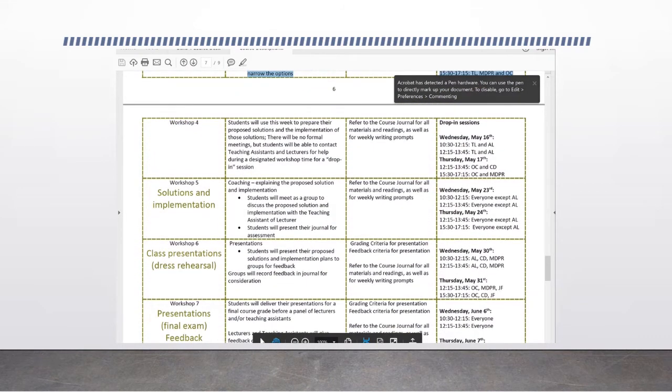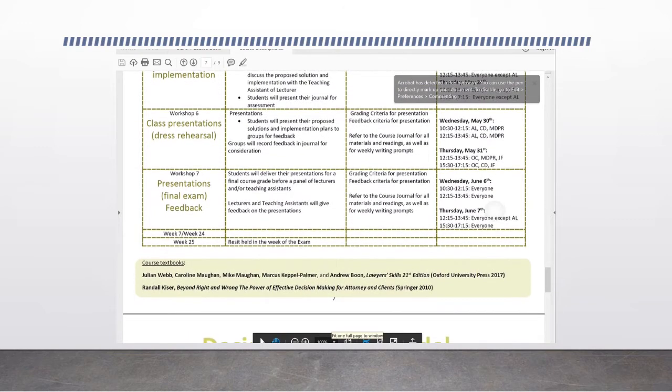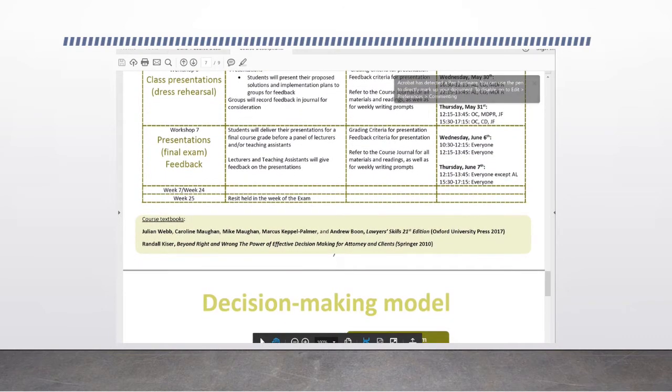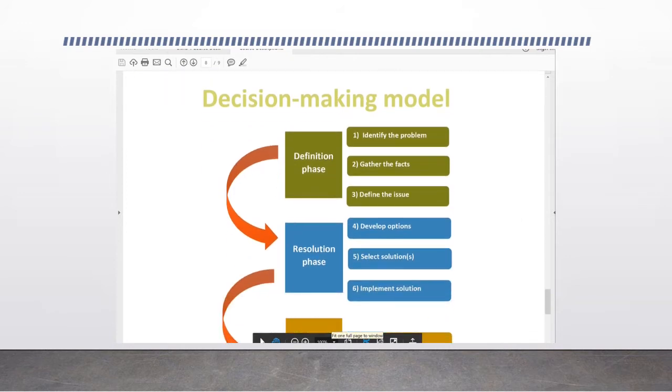Every week you're working with your group in all of these settings. The same groups will work throughout the quarter together. So be sure that you refer to this to understand what's happening in each of the workshops and to know what's expected each week. The course textbooks are located down here at the bottom of this page. The first textbook is available in the study store, and the second textbook is available online. It's on Springer in the library's electronic files.